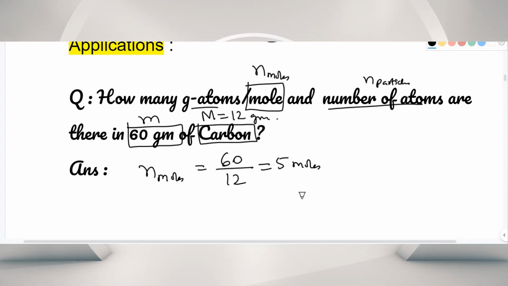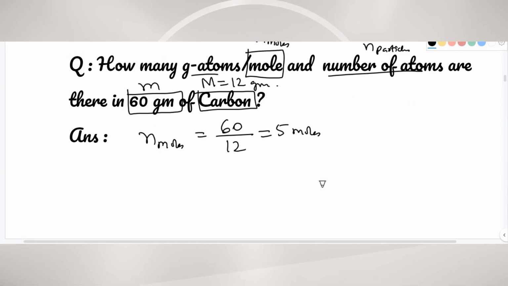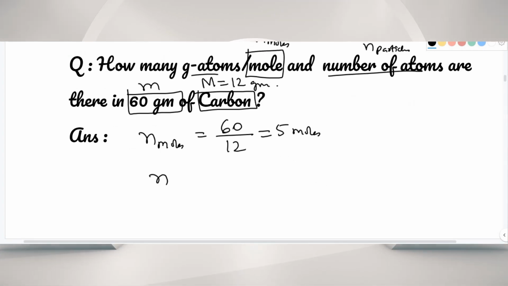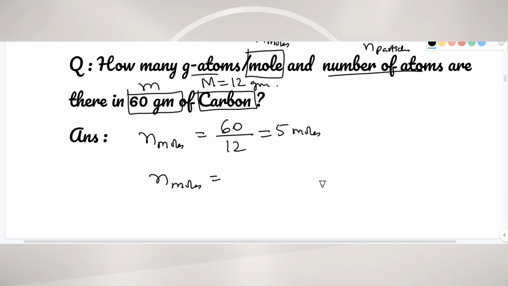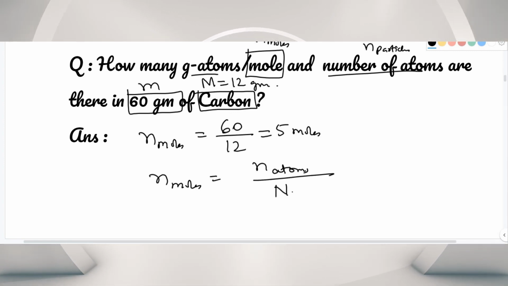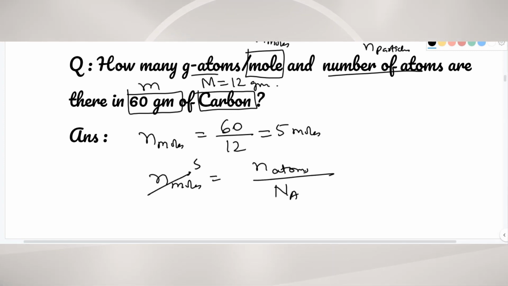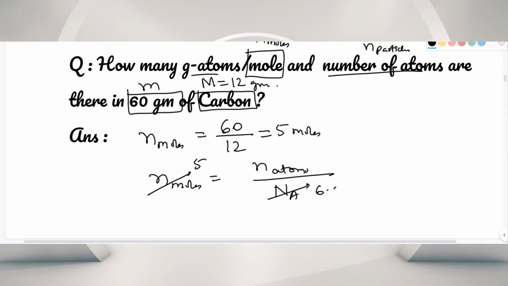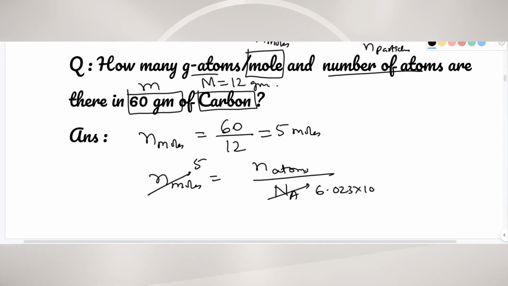Second one, number of particles. So we will write the next part of the formula: number of moles is number of particles, here the number of atoms, divided by Avogadro number. Number of moles, just now we found 5. Avogadro number is 6.023 into 10 to the power 23.